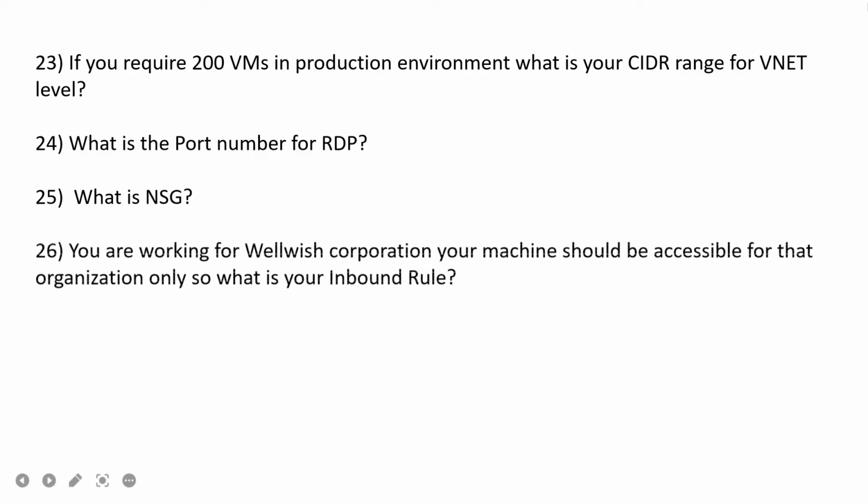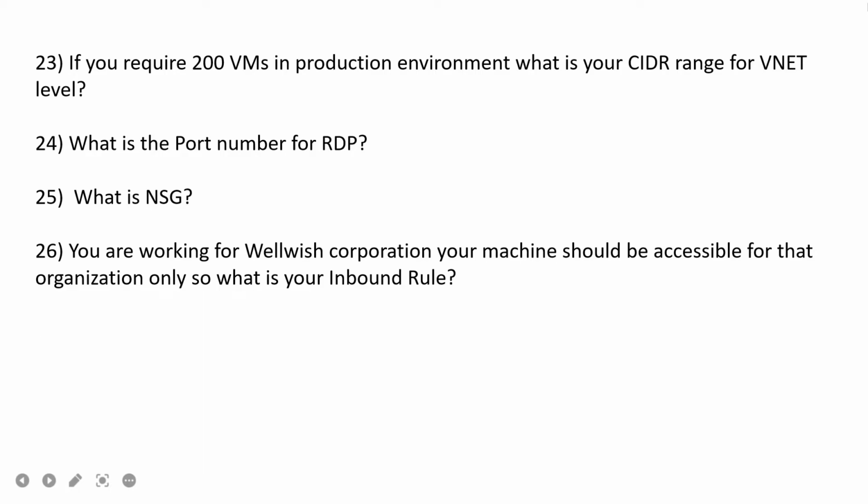Next question. You are working for Wellwish Corporation. Your machine should be accessible for that organization only. So what is your inbound rule? This is a basic, real-time question. We can set a rule by allowing a subnet IP of the organization, and you can give this answer with a different approach. So here rule one, allow the source IP and destination IP.